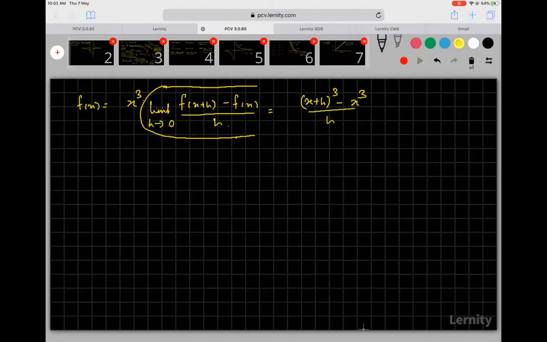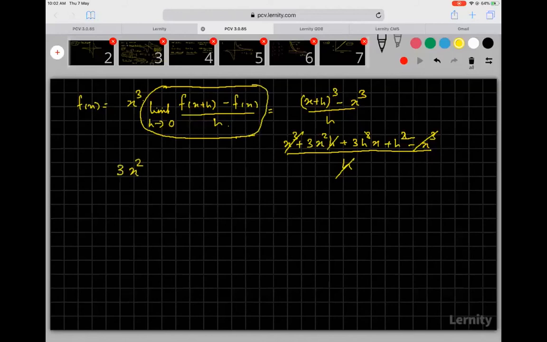Now I can write this as x cubed plus 3x square h plus 3h square x plus h cubed, minus x cubed, by h. Now you see this and this will get cancelled. Now this and this will become square. So if I perform this operation, I'll get 3x square plus 3hx plus h square. But I told you that h is close to 0.